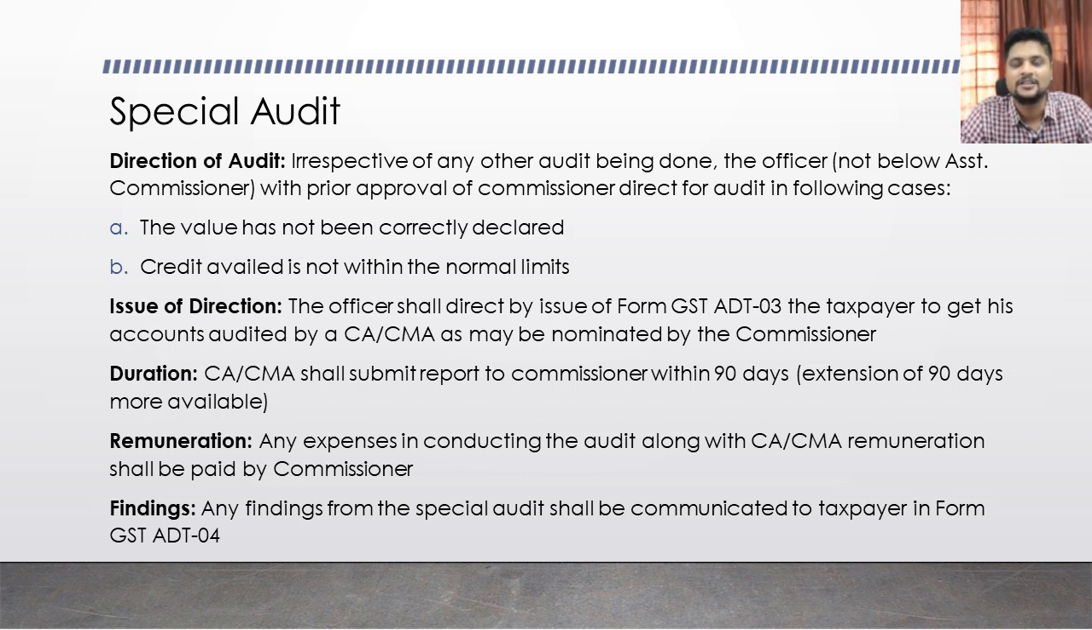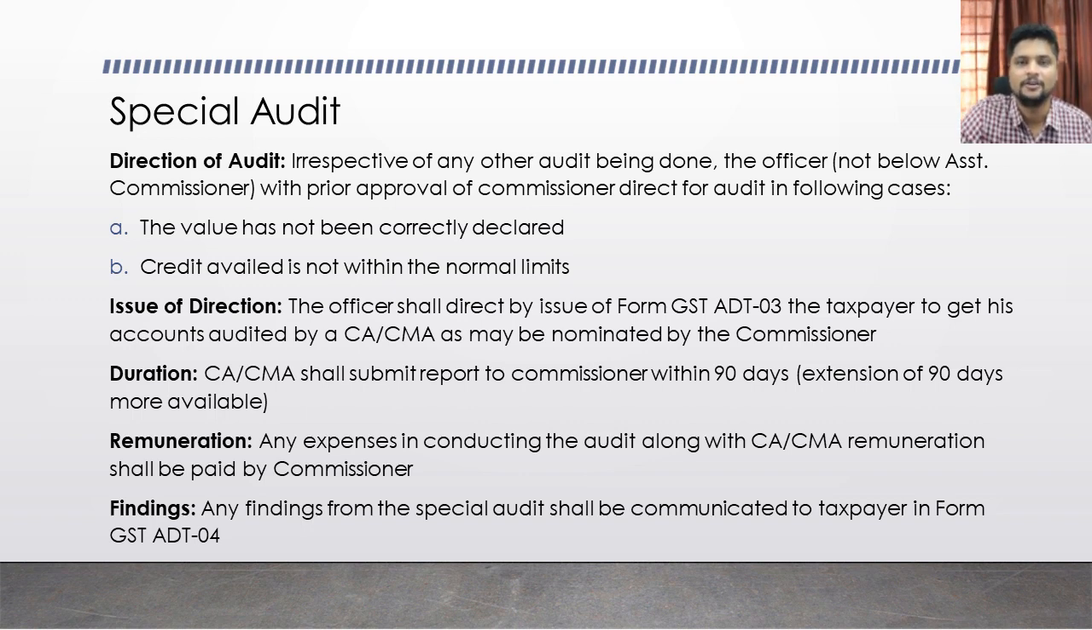Through that direction, the taxpayer has to engage the CA or CMA to get his accounts audited. Generally, the CA or CMA will be recommended by the tax authorities themselves. Whoever issues the direction will also recommend a CA or CMA who will conduct the special audit for the taxpayer. There is a time limit for conducting this audit, which is 90 days from the date of issue of direction. Within 90 days, the CA or CMA has to complete the audit.